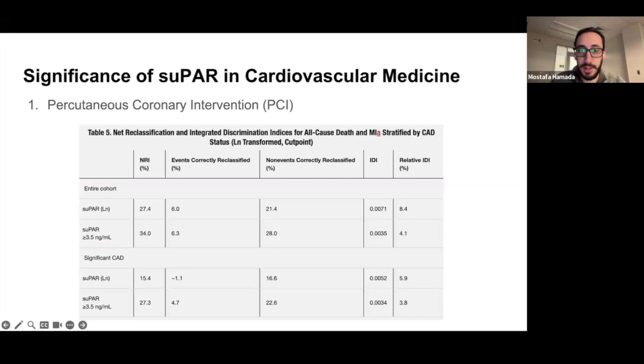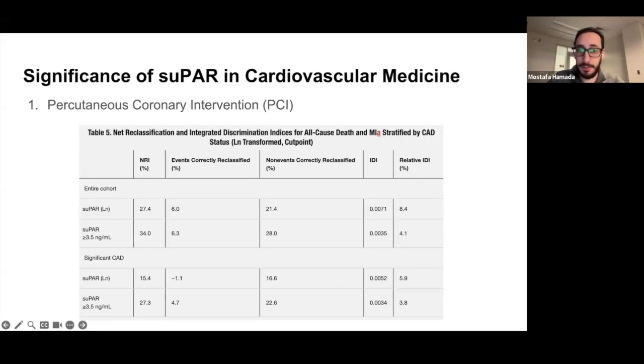For example, wound healing, and the GI system as well, which I encourage everyone to look into in our paper when it's published by the end of this week, so that they can get a full appreciation of what uPAR is involved in. But I want to talk about three different aspects of cardiovascular medicine where uPAR can be applied and has been applied in modern literature.